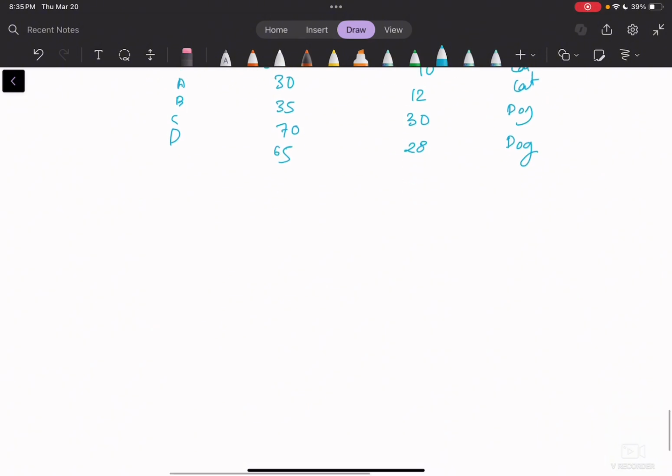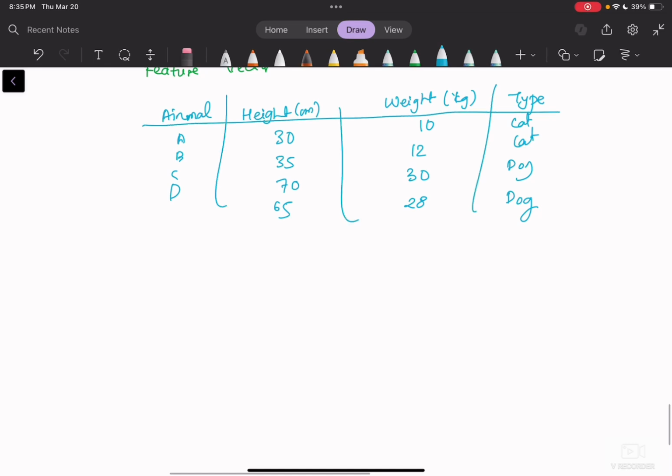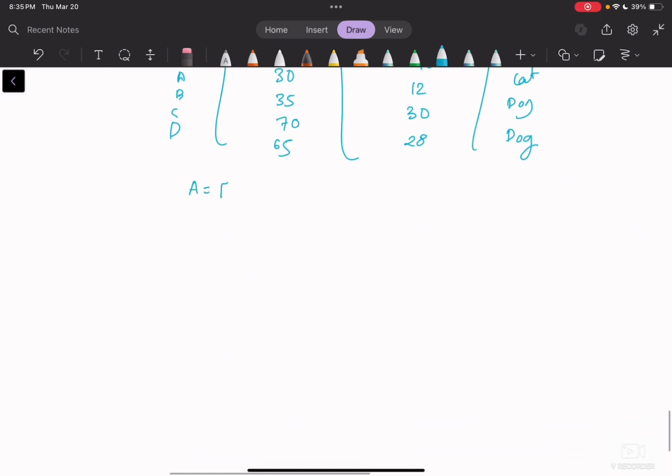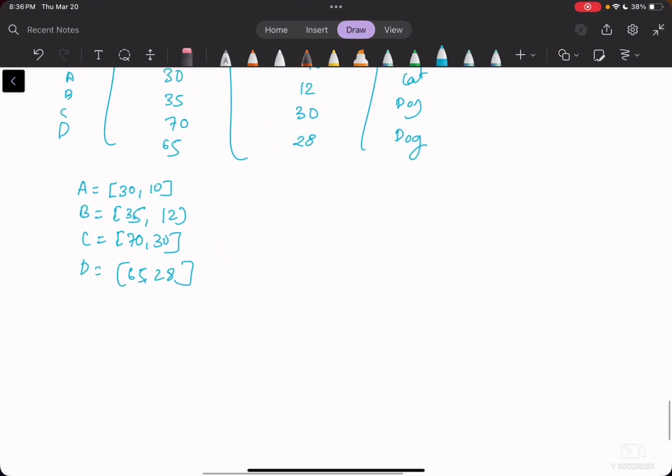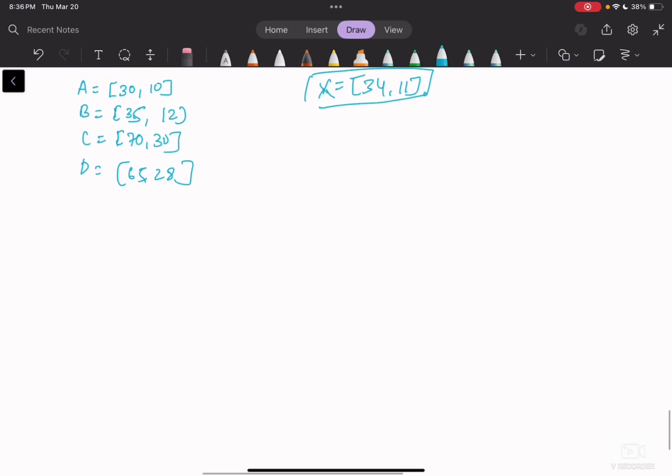So each row becomes a vector based on our features. A becomes 30, 10, B becomes 35, 12, C becomes 70, 30, and then D becomes 65, 28. So now you get a new animal, X, and you have no clue what this is, and you have to figure out what this animal type is. So what do we do? You try to find or compute the distance between X and existing animals.